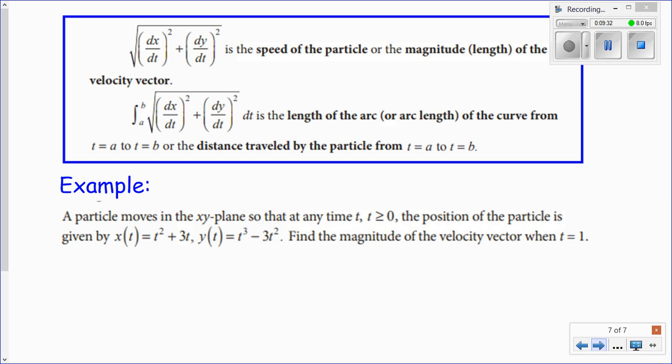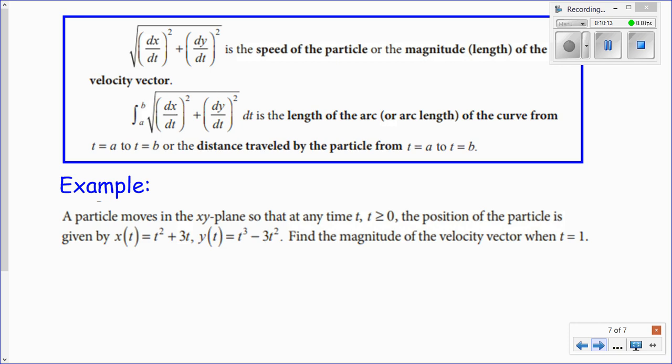Okay, now these formulas probably look familiar because we use these also with parametric equations. So remember to find the speed of the particle, which would also represent the magnitude of the velocity vector, you find the square root of either dx dt squared plus dy dt squared, or you could think of it as the square root of x prime of t squared plus y prime of t squared. And then to find the length of the arc, or the distance traveled by the particle from t equals a to t equals b, we just integrate that square root.